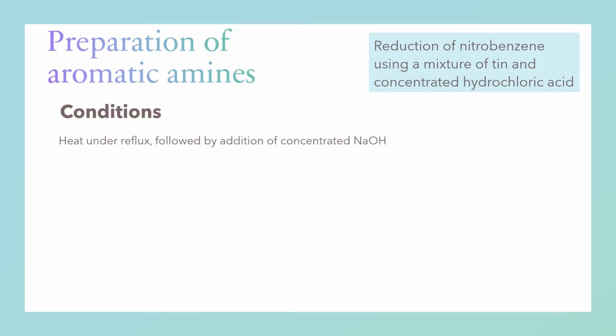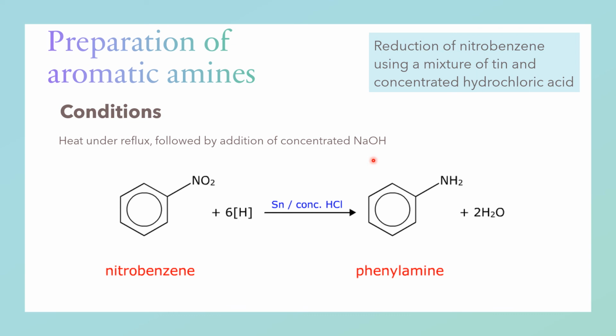Your conditions here, you're going to heat under reflux, and then you're going to follow it up by adding concentrated sodium hydroxide, and that's important. So you do your first reduction, and this is the bit that you do when you heat under reflux. Once you've done that, then you add concentrated sodium hydroxide, and I'm going to show you why that's important in a wee second. But before I do that, at the bottom of page 10, what we're going to do is we're going to draw in this equation.